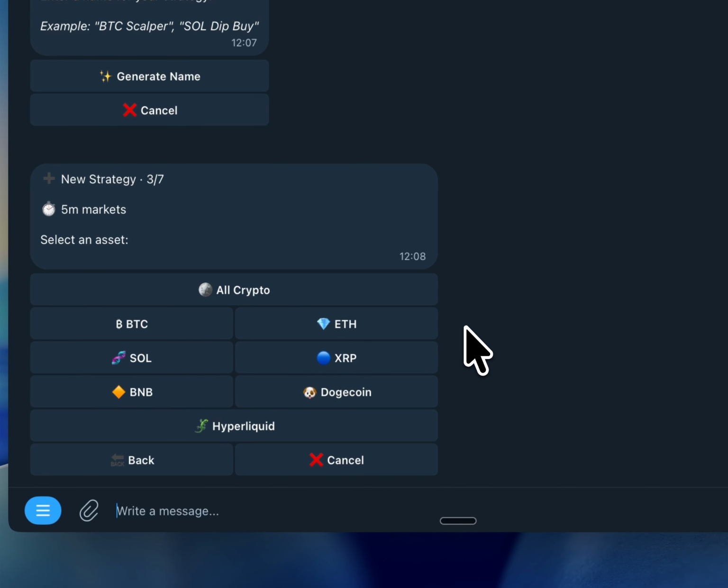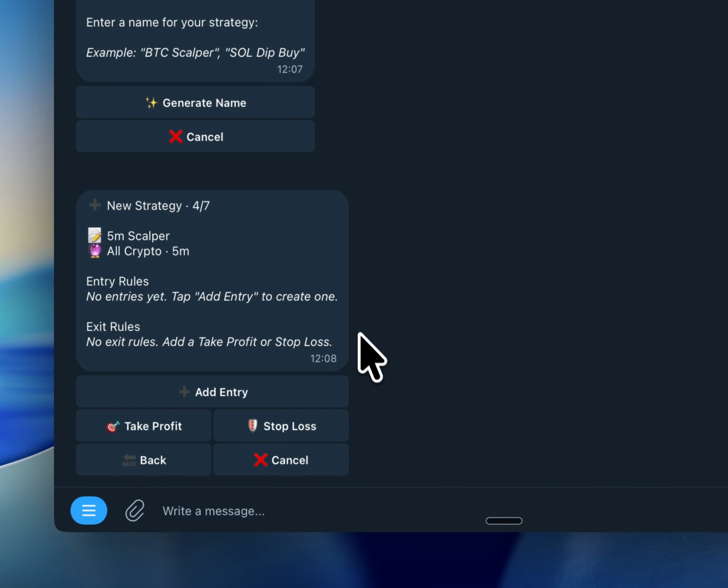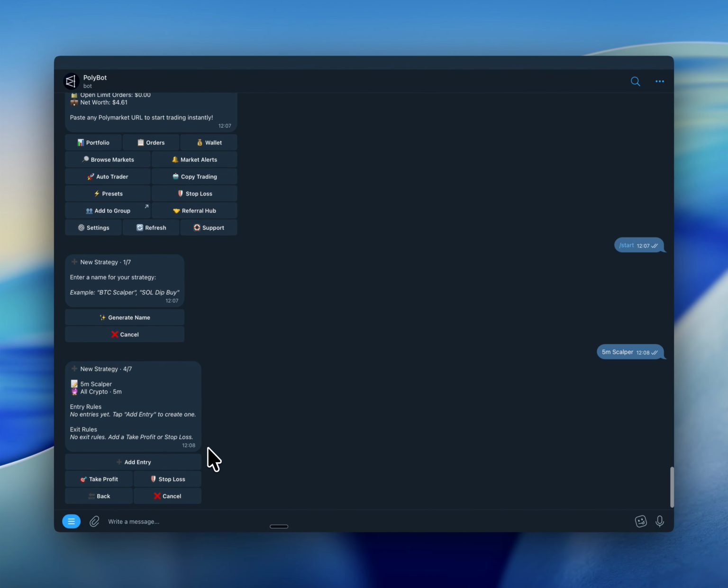Step 3. Pick the asset. AutoTrader supports Bitcoin, Ethereum, Solana, XRP, BNB, DOGE, and Hyperliquid. I'm selecting all crypto so the strategy runs across every asset.